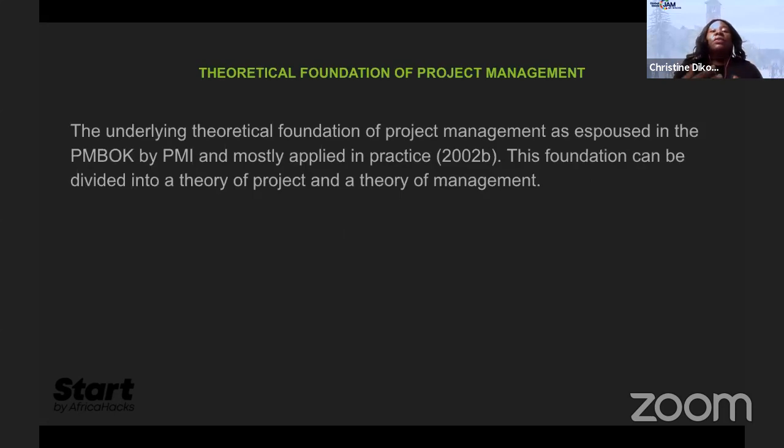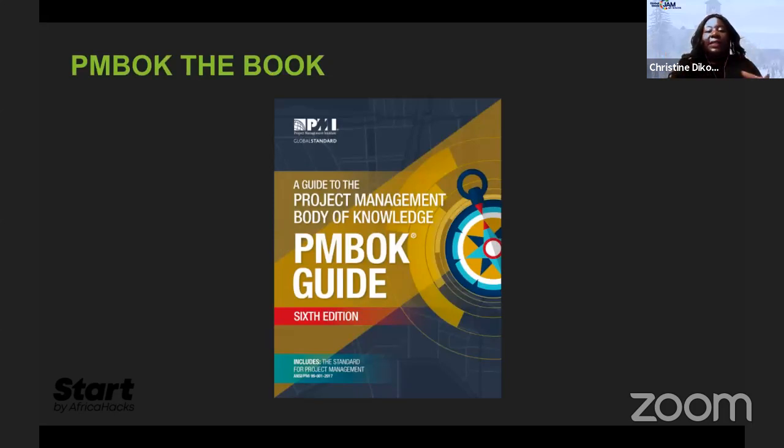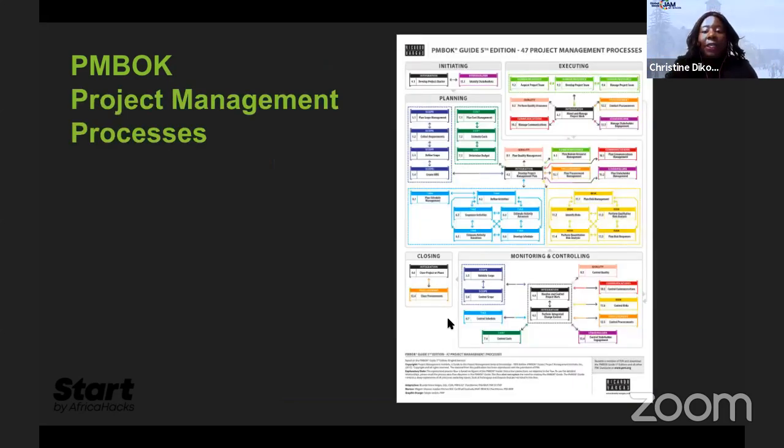The underlying theoretical foundation of project management applies to two different things: the theory of the project and the theory of management. In order to be an efficient project manager, you need to understand those two things. So this is an example of the PM book that you can find available on Amazon. And this book really gives you the wealth of knowledge of what exactly you need to know about project management. Okay, I can zoom, it's fine.